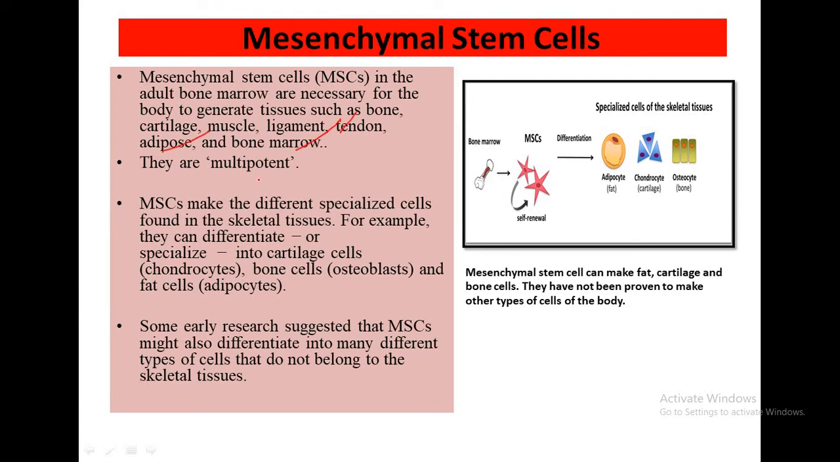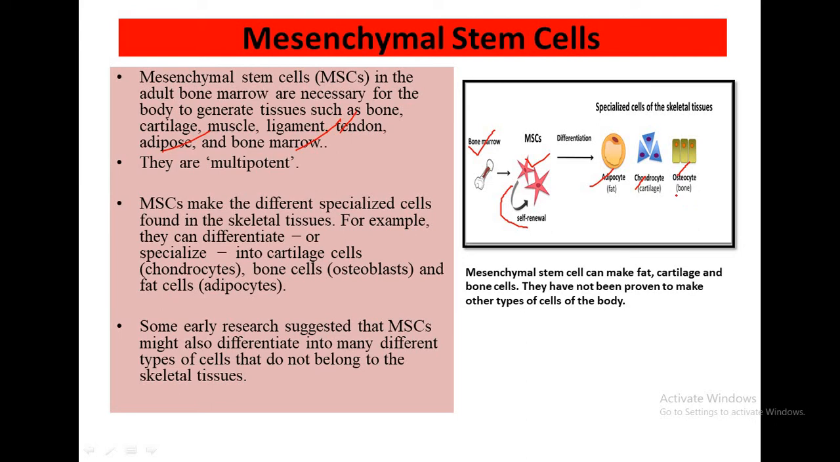They are multipotent, meaning they can produce more than one type of specialized cell of the body, but not all types. You can see in this picture, this is the bone marrow. This converts into the mesenchymal stem cells. These mesenchymal stem cells are self-renewal cells. They differentiate into adipose, chondrocytes and osteocytes.